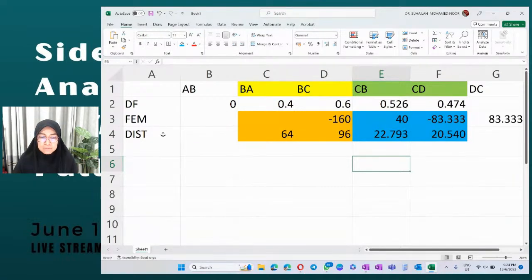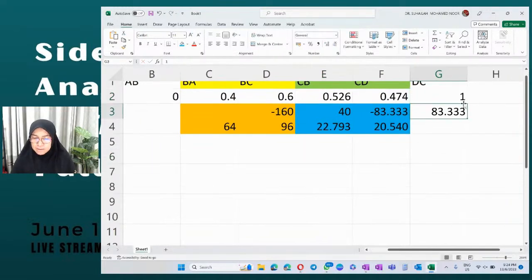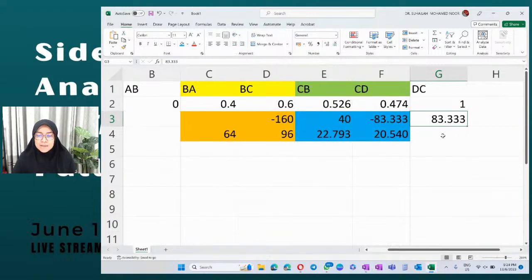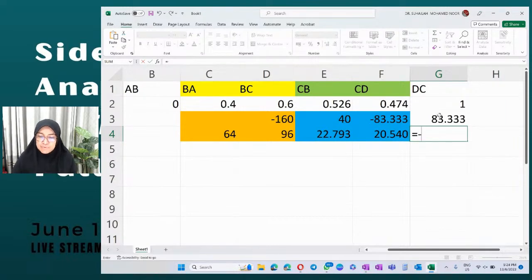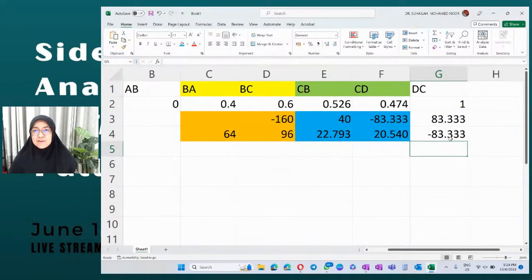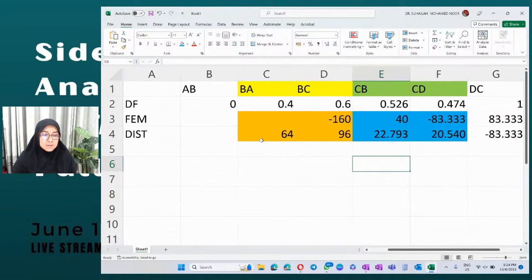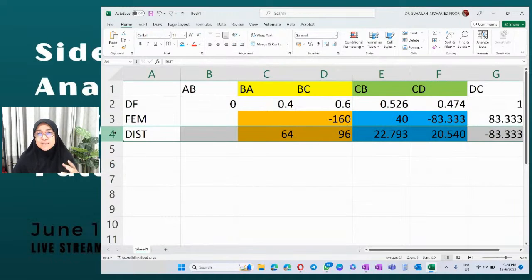Is this right, for distribution? For DC, this is 1. Okay? 1 means that total moment at D is negative 83.333 times the factor 1. So we get negative 83.333. So this line is for the first distribution.